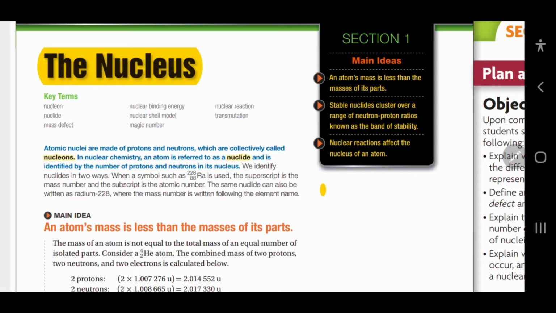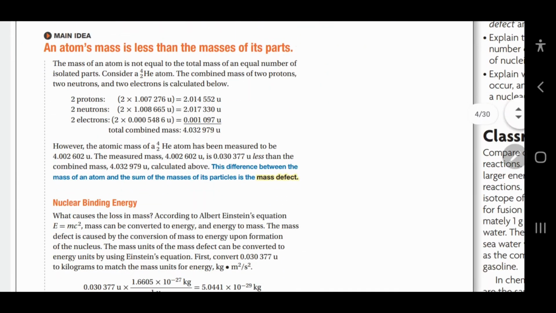In this video we're going to take a general revision for the chapter. Section 1, the nucleus. As we said before, nuclei are made of protons and neutrons, and we're going to call them here nucleons. So instead of saying protons and neutrons, both of them will be called nucleons. And the atom itself is referred to as nuclide, because here we are talking about the atom without the electrons. So nuclide means the atom of the element itself, and nucleons means protons and neutrons.